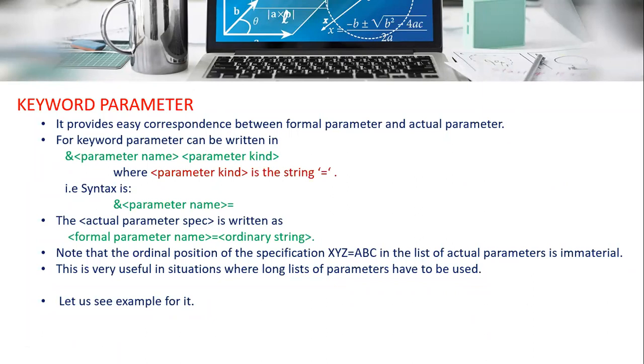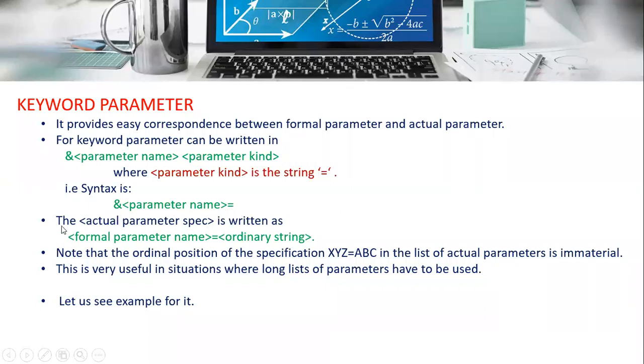Okay, we can write ampersand x equal to, where the equal to sign represents the kind of that parameter. If we remove the equal to sign, then it is a positional parameter. If we add the equal to sign to that parameter, then it is a keyword type of parameter. So here we consider the syntax ampersand parameter name equal to. This is the representation of keyword parameters.